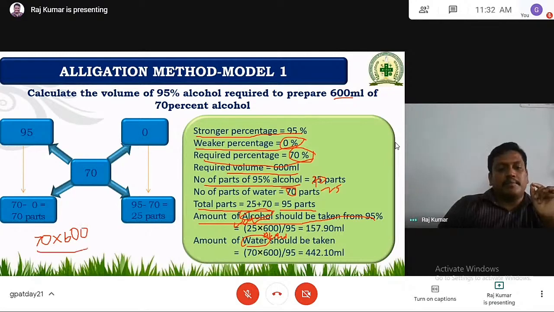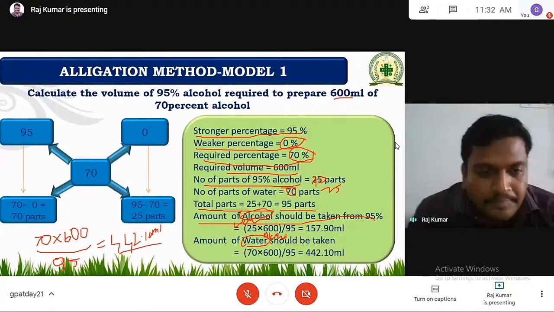600 by total number of parts, 95. Then you will get 442.10 ml. So finally you got 442.10 ml.